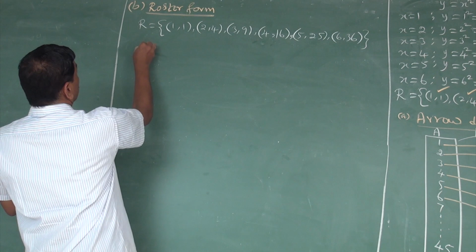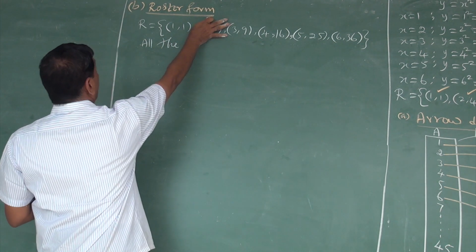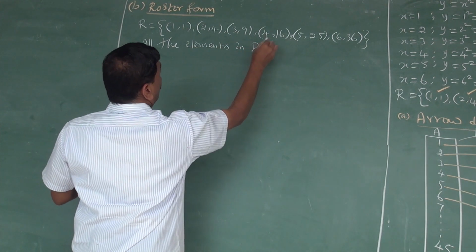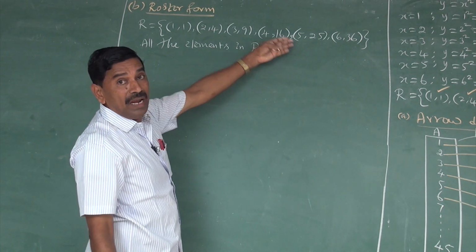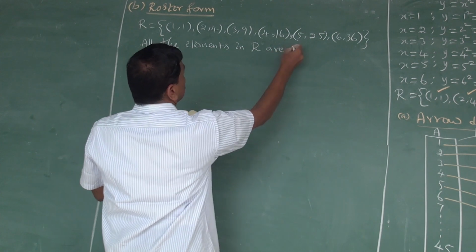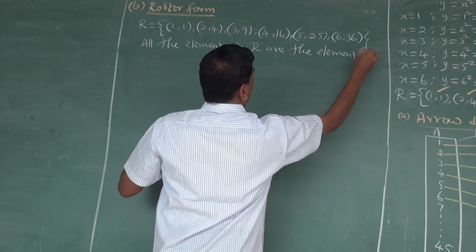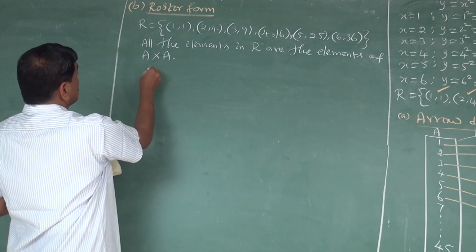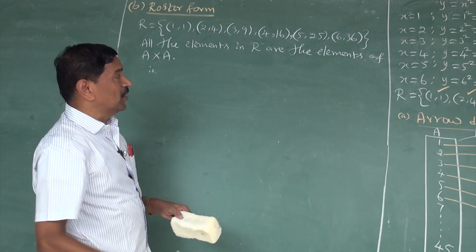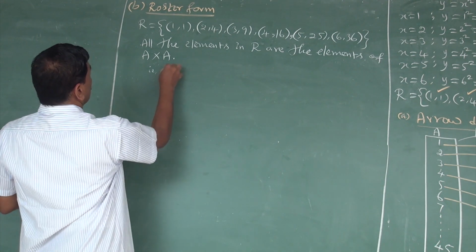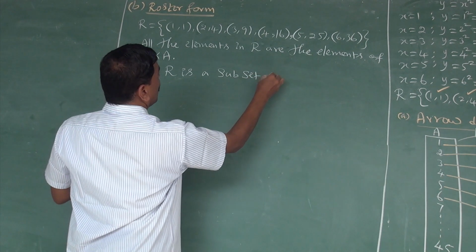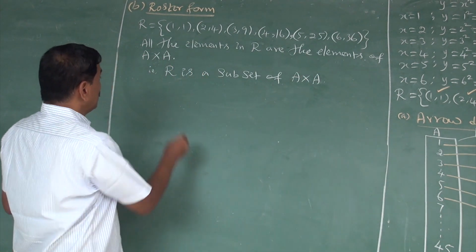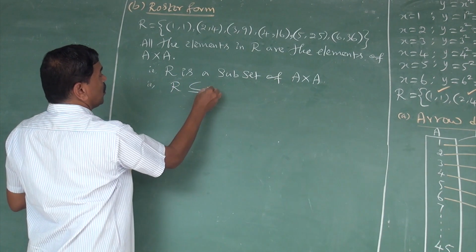Now listen, theory portion please. All the elements in R are the elements of A cross A. That is, R is a subset of A cross A. Write in symbol form: R is a subset or equal to A cross A.